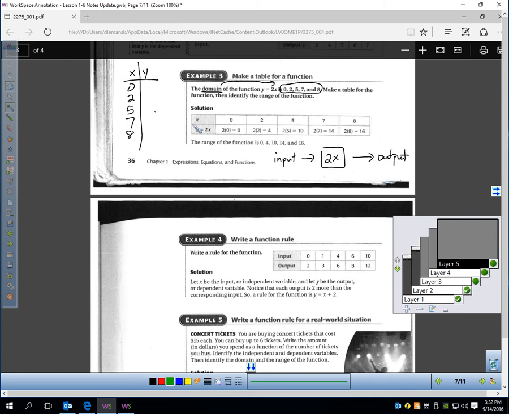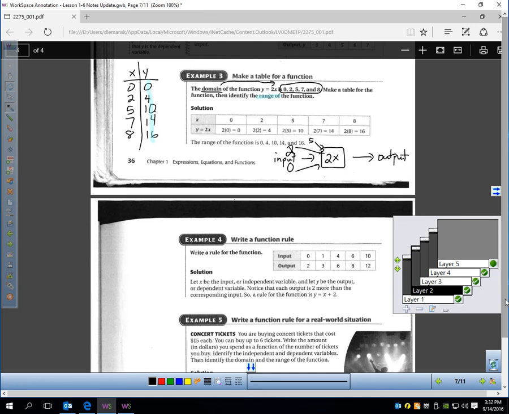Here's my picture. If I take 0 and put it in, the computer's going to take 0, double it, and then produce an output. Well, let's check. If I take 2 times 0, I get 0. My output would be a 0. If I input 2 into the computer, it's going to double it and produce an output, which would be 4. If I input a 5, I put a little arrow here again, 5 into the computer, 2 times 5, 10. 7 doubled would be 14, and 8 doubled would be 16.